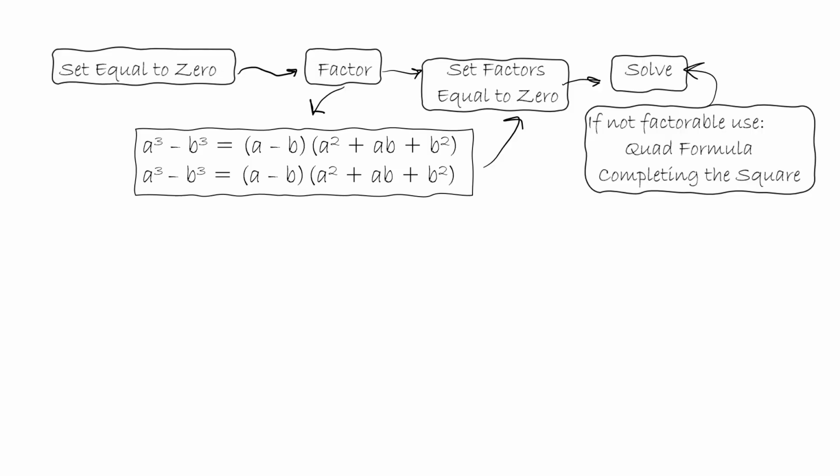So I have set this up, and this is at the top of the page. The first thing we're going to do is set things equal to 0, and look to factor. Okay. And most of you are getting better at factoring. Once we've factored, we're going to set factors equal to 0, and solve. If something's not factorable, then we're going to use the quadratic formula or completing the square.